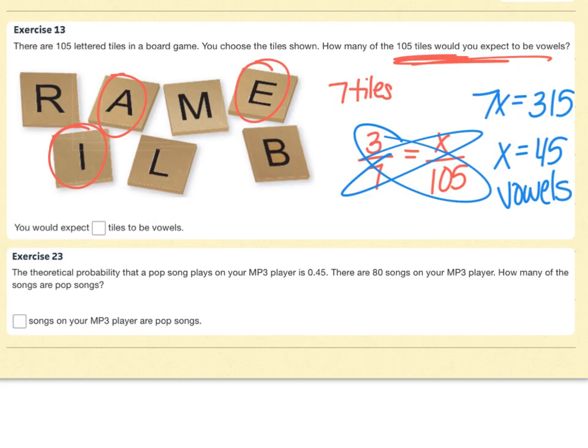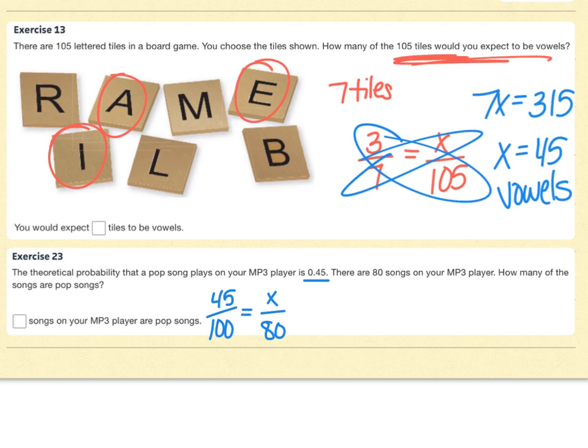Number 23 from the homework is also going to have us make a prediction. The theoretical probability that a pop song plays on your MP3 player, well, that's kind of dated. Everyone's got an iPhone now, is 0.45. There are 80 songs on your MP3 player. How many of the songs are pop songs? Again, I could turn this into a fraction and set up a proportion. I could say, well, if 45 out of 100 is my probability, then how many am I going to get out of 80? I could do that.